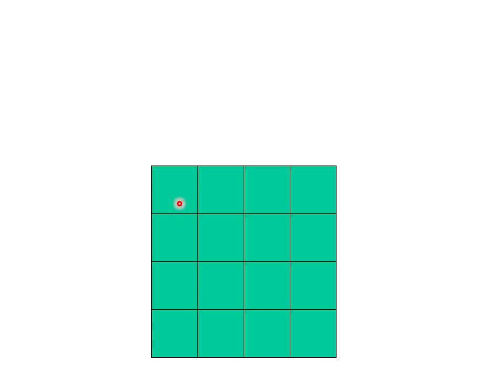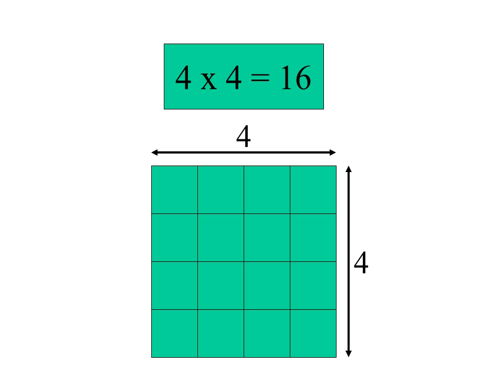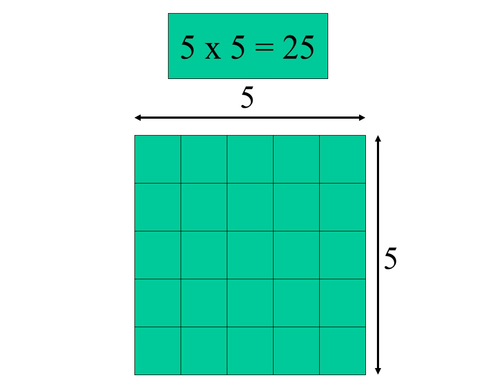Again, here we have 4 high and 4 wide, 4 by 4. 4 squared, or 4 times 4, equals 16. 5 wide and 5 tall is how we would demonstrate 5 squared, or 5 times 5, which gives you 25.